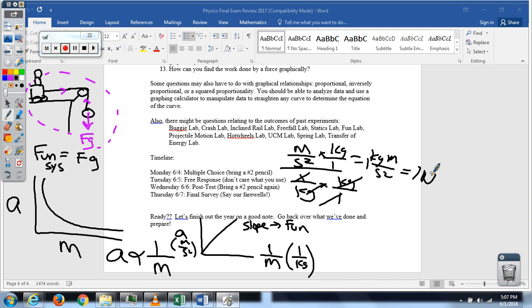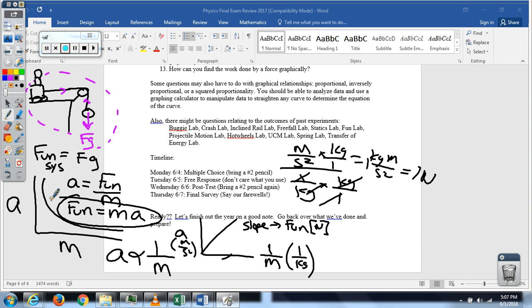So the units for this slope is in fact units of newtons, and so that's how we were able to make sense of the fact that the slope actually did represent F. And since that was our constant of proportionality, a equals F times 1 over m, or just F divided by m. And if we solve for F, that's the first time we were introduced to F equals ma.